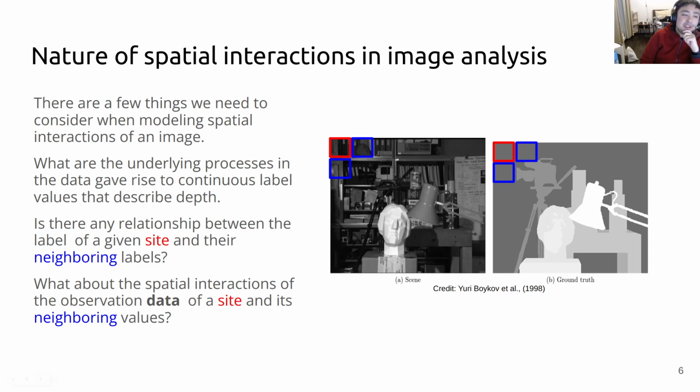And then the second one is, what about the spatial interactions of the observation data of a site and its neighbors? So now we're looking here. Is there anything we can distinguish when we look to the right and left? Are there colors, maybe some textures that can help understand the relationship with the original site that we're looking at?